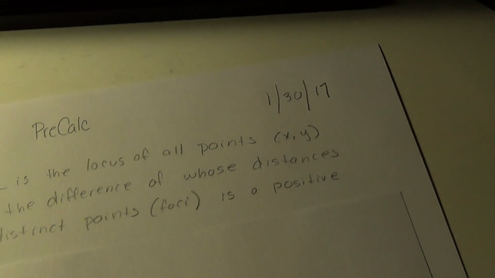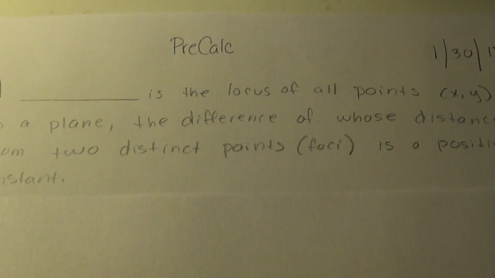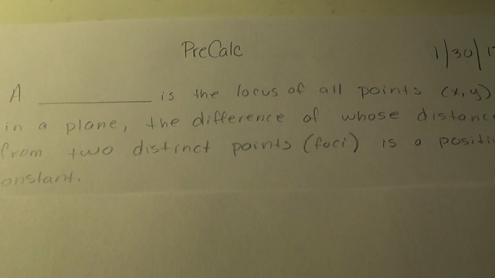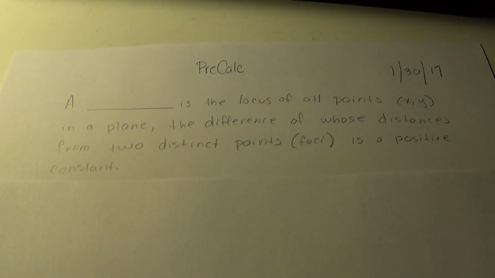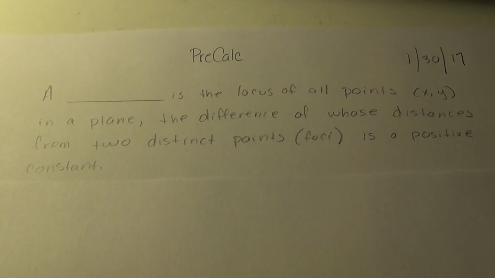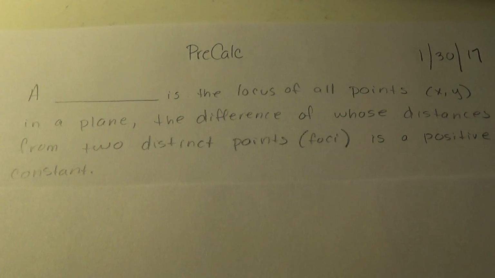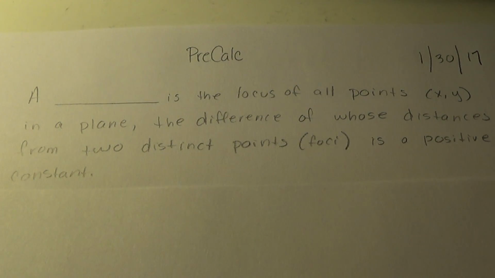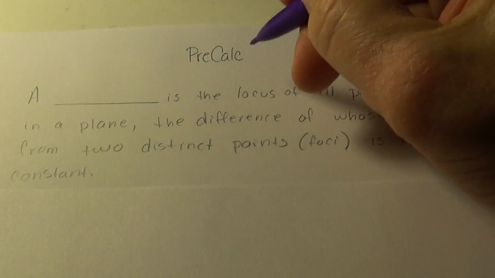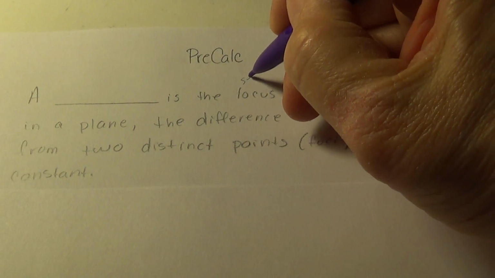And we have a definition. It's a new definition, a locus definition. So we'll fill in the blank in a minute. Let me zoom out a little and get the whole definition. It's growing. A blank is the locus. That can mean location or the set.